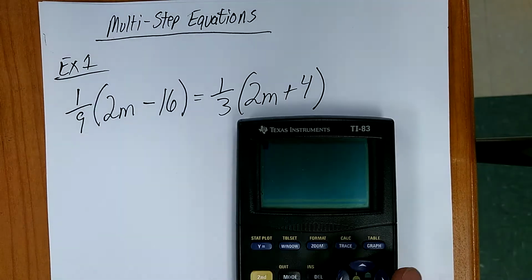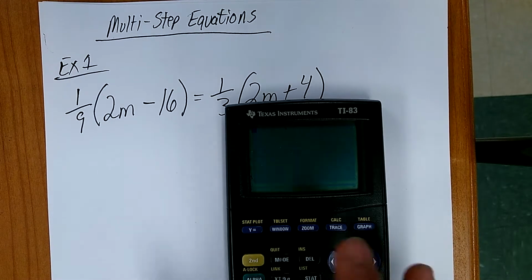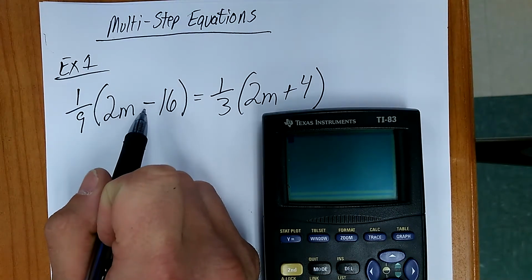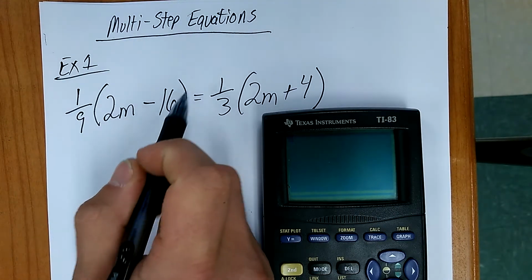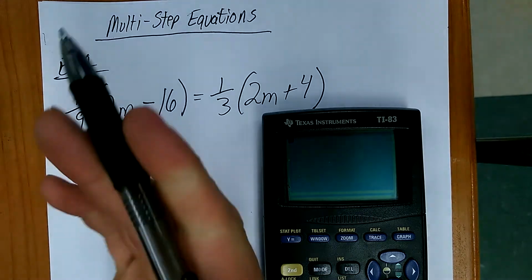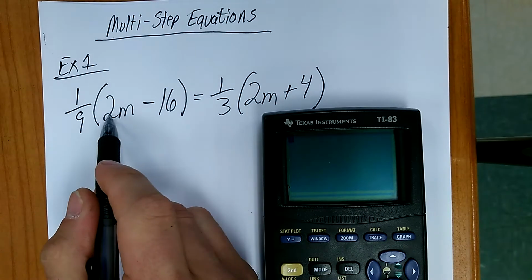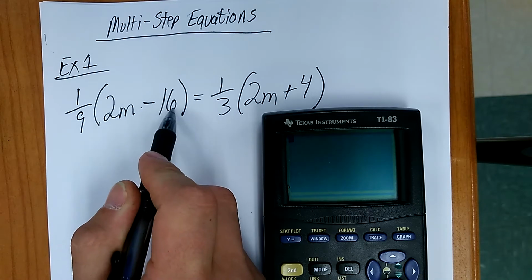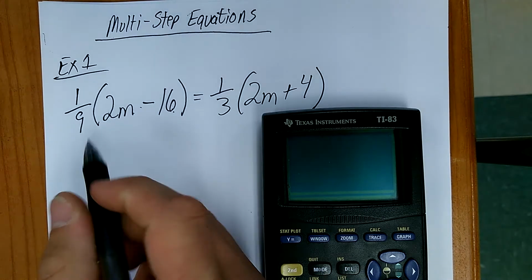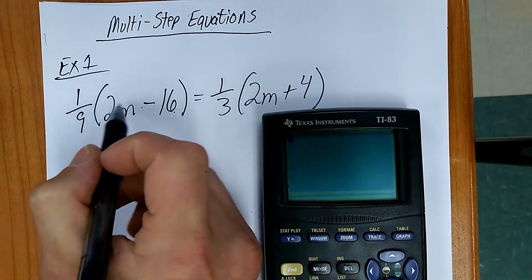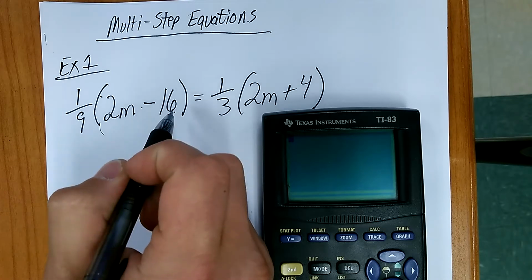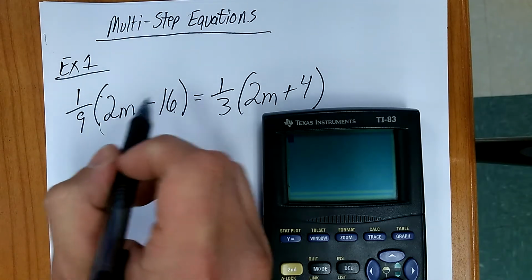So here we go. First thing we need to do is look inside these parentheses. We cannot combine anything in these parentheses. Why? Because they're not like terms. This is a 2 with m, this is a negative 16 without an m. So therefore we need to do the distributive property. Why? Because we have a number outside of the parentheses and we can't combine anything inside.